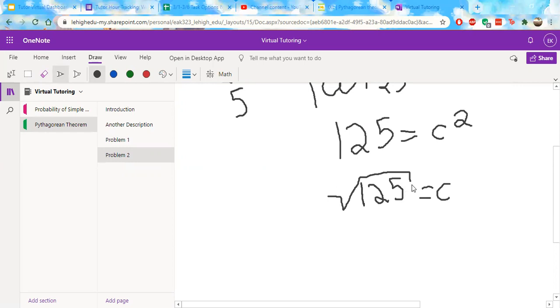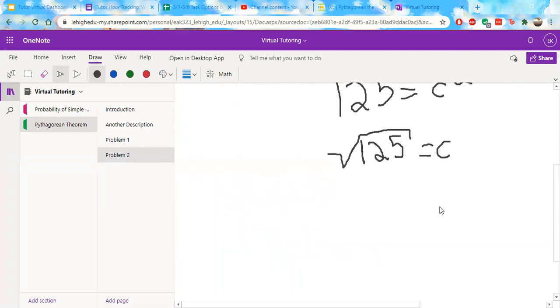All right. So what you can do from here is try and simplify it, but without using a calculator, you're not going to get rid of this square root entirely. All right. So let's just think, 125 looks like it's divisible by 5. So let's do that. 125 is divisible by 5, and you end up getting c is equal to the square root of 5 times 25.